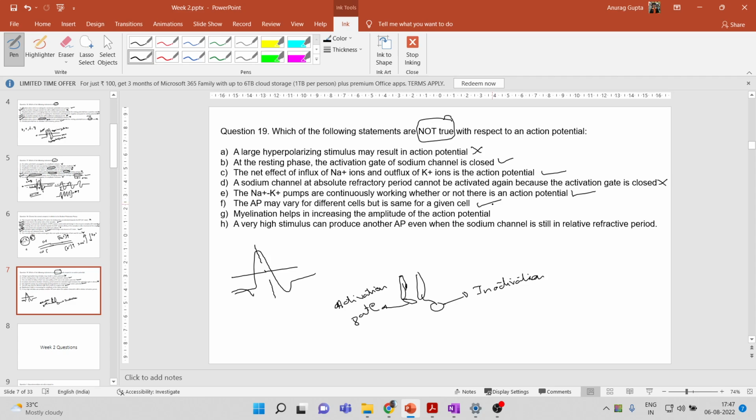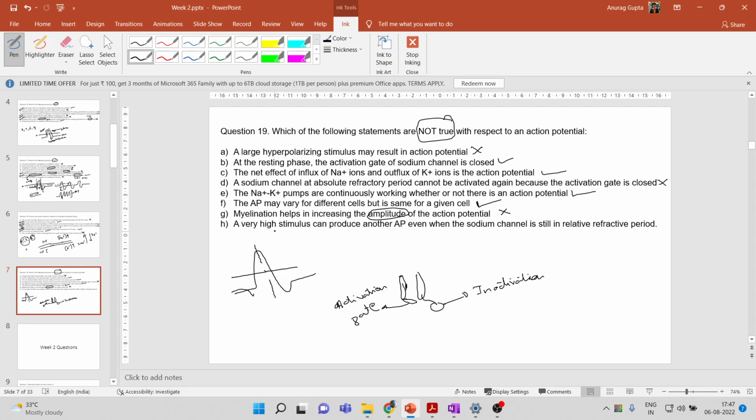The action potential may vary for different cells, but the same for a given cell. This is true. A typical action potential, for example in a cardiac cell, won't be like this. It's slightly different. But throughout all the cardiac cells, the action potential profile will be the same. So this is correct. Myelination helps in increasing the amplitude of the action potential. This is a false statement. It helps in increasing the conduction velocity, not the amplitude.